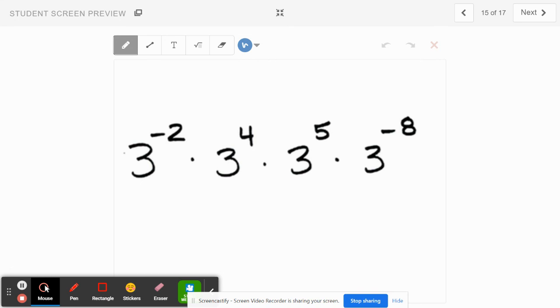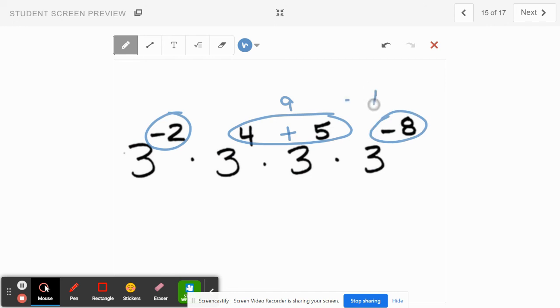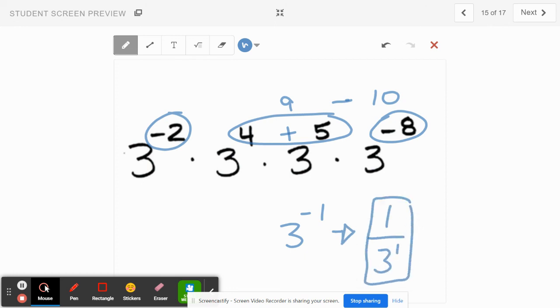All right. Add these all up. See what you get. Do the best you can. You're going to get 4, negative 2. Well, let's just do it this way. 4 plus 5 is 9, right? Negative 2, negative 8. That's going to be negative 10. 9 minus 10, that's going to be negative 1. Are you allowed to leave it that way? 1 over 3 to the first power. All right, let's keep it going.